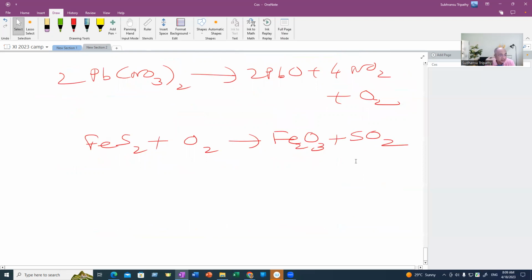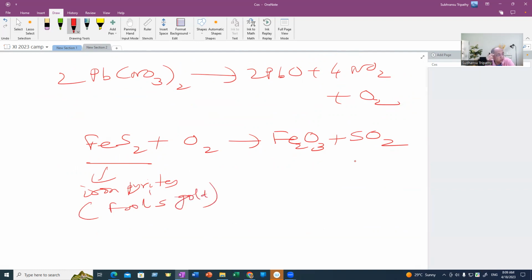Well, I told you this yesterday. Let me check how many of you remember that this is called iron pyrite, which is mined in some areas. Iron pyrite ores are also called fool's gold. It looks like gold, but it's not gold. Iron pyrite, when roasted in oxygen, produces ferric oxide and SO2. Can you tell me what the change in oxidation number is, from where to where?